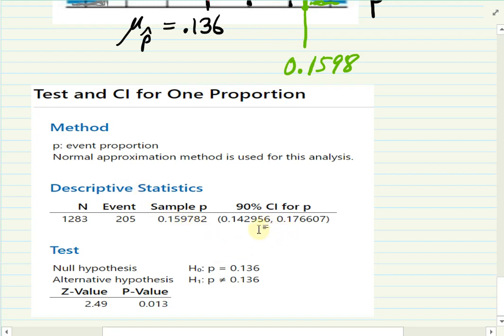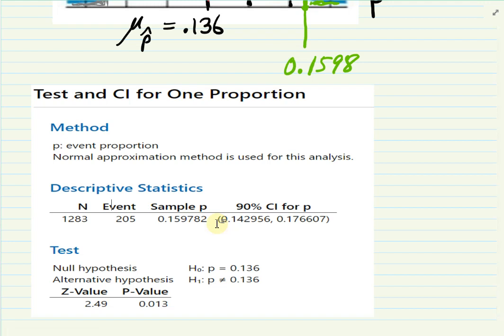Okay, and there we have it. And note, by the way, I can test this hypothesis using the confidence interval because it's two-tailed. And remember how this works. If that number 0.136 is inside the confidence interval, we do not reject the null. So 0.136 is just under 0.14, right? It's outside on the lower limit. So in this case, we reject the null hypothesis.